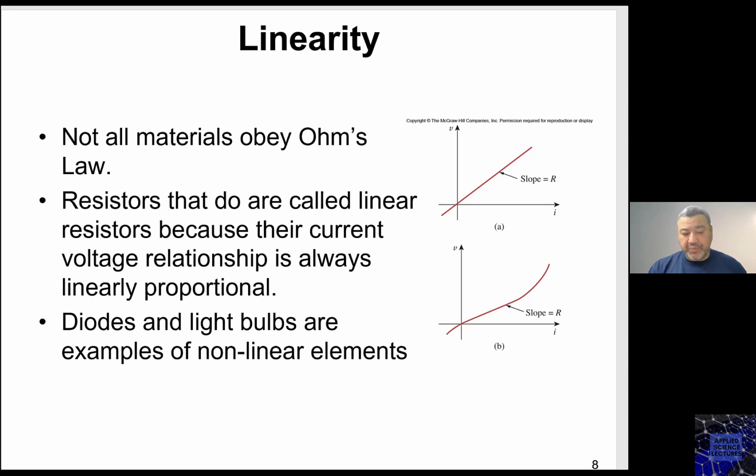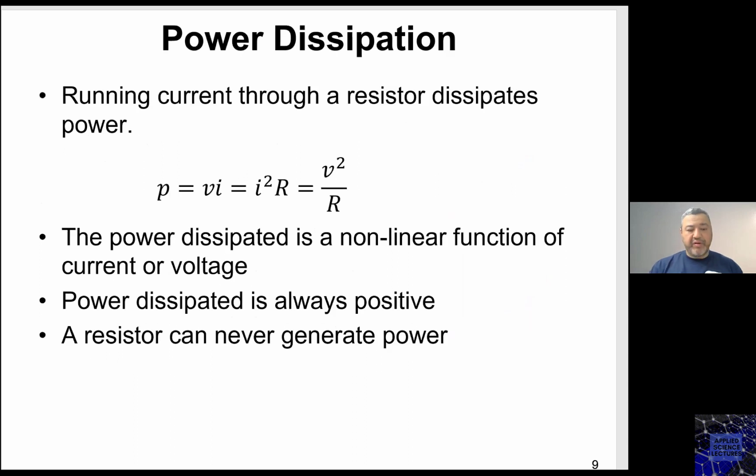The nonlinear behavior can be seen in other devices like diodes and light bulbs, where the resistance is basically changing, not being constant. And this is based on the material and the conditions that those light bulbs are manufactured to operate under. But for our case, those resistors are linear resistors.